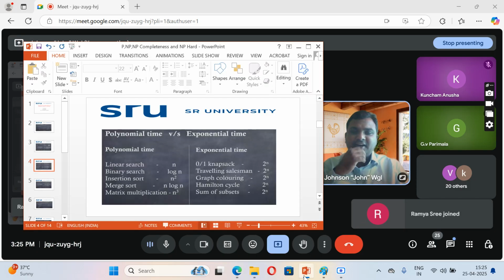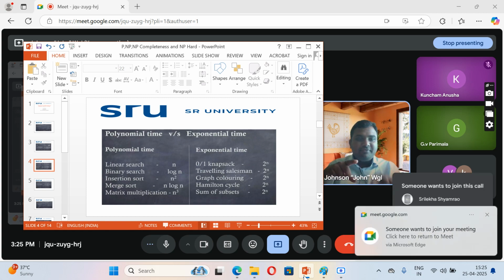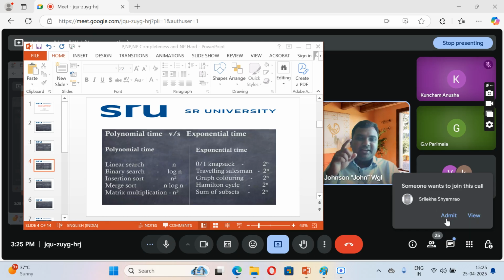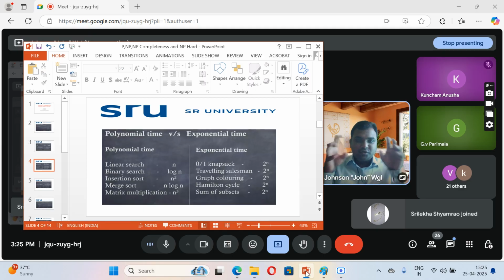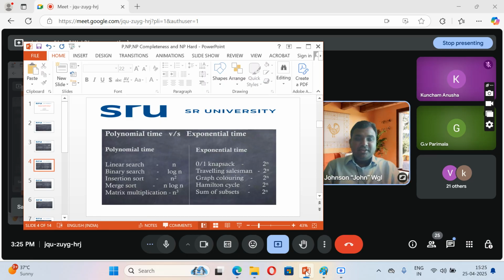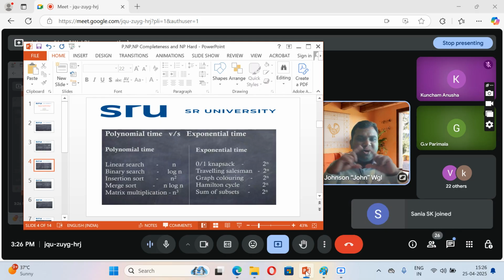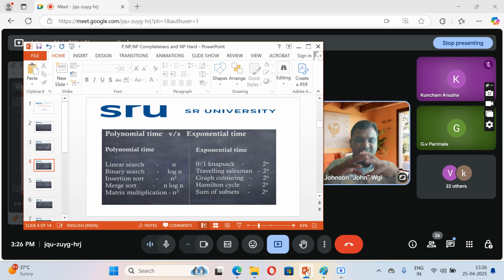Then next one is Hamiltonian cycle. Then what is a Hamiltonian cycle? In that graph, it should visit the total nodes. In your graph we have many nodes. Then we need to visit the total nodes. Total nodes, yes or no? Means the Hamiltonian cycle visits all the nodes, whatever the nodes there in your graph, we should visit all the nodes.